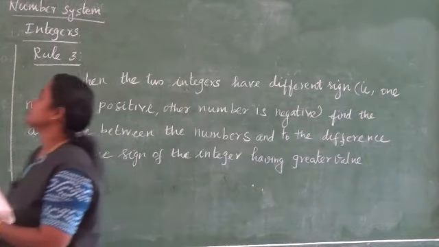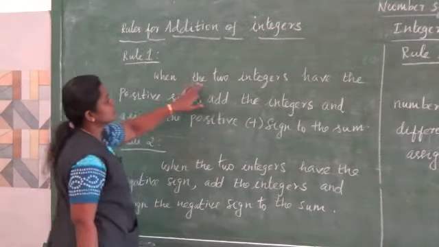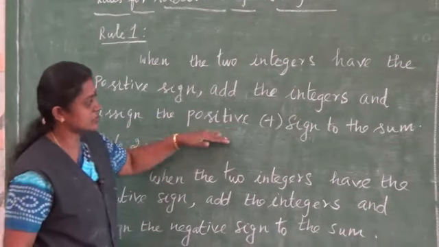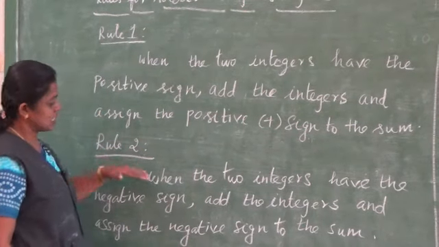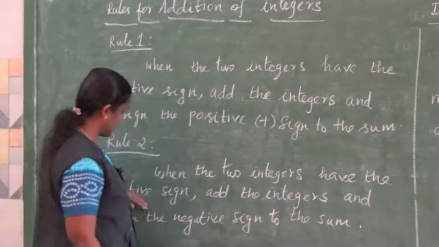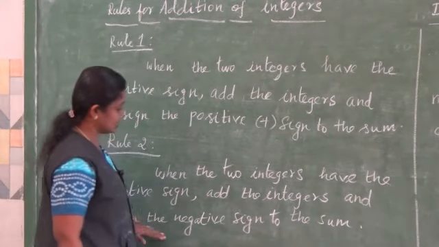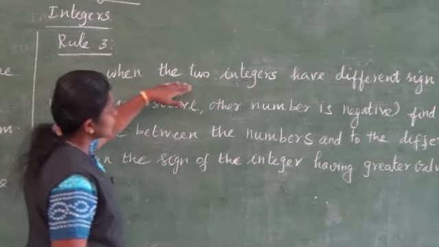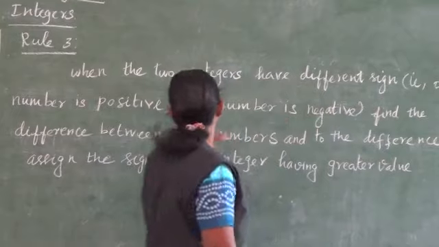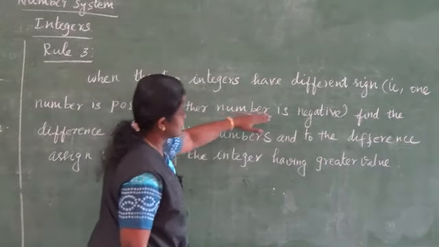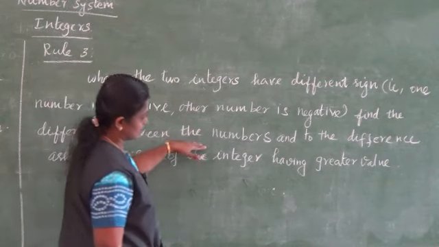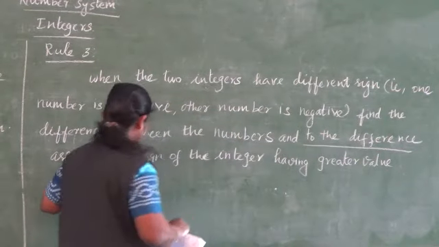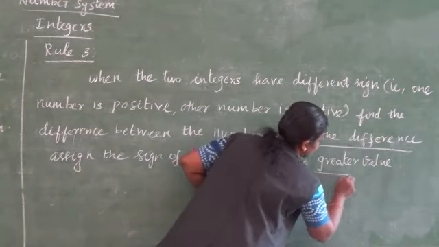Now I will read out the rules. Listen. First rule is when the two integers have the positive sign, add the integers and assign the positive sign to the sum. The second rule is when the two integers have the negative sign, add the integers and assign the negative sign to the sum. The third rule, somewhat different. The two integers have different sign, that is one number is positive, other number is negative. Find the difference between the numbers and to the difference assign the sign of the integer having greater value.